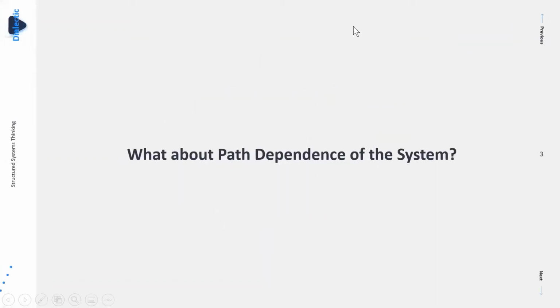So we've talked about random systems, chaotic systems, complex systems, complicated systems. What about path dependency? Path dependency in a system is, you can think of it as a thought experiment, right? Systems can be path dependent or path independent.